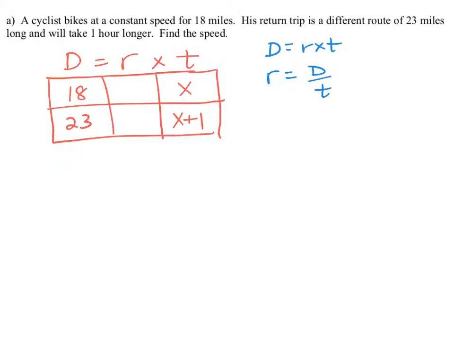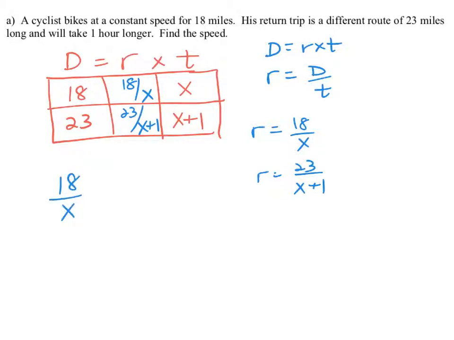So the rate for the first trip is going to be the distance of 18 divided by the time x, or 18 over x. And on the return trip, the rate is equal to the distance of 23 divided by x plus 1. So that's 23 over x plus 1. These rates are going to be the same, and we can set up a proportion to find the solution. So we want the rates to be the same: 18 over x, that's the rate for the first half of the trip, and then on the return trip, the rate is 23 over x plus 1.